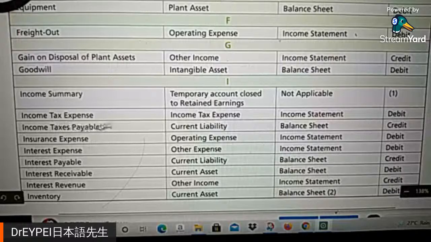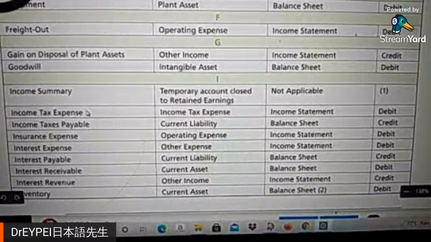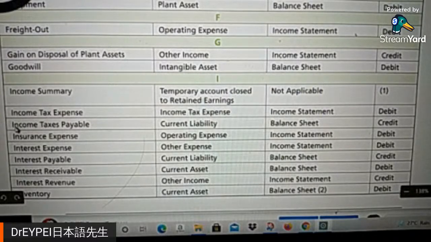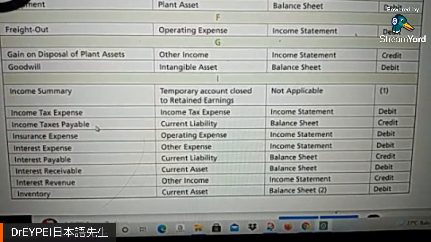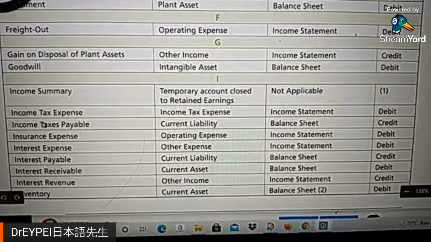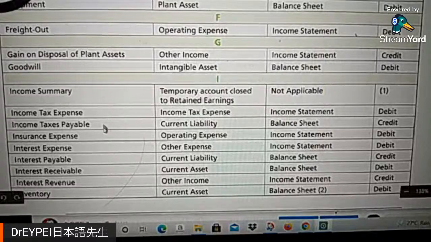So, income taxes payable. This account is different from income tax expense in the sense that in income tax expense, the tax has already been paid. In income taxes payable, the tax has not yet been paid. So, for example, next month we will pay the income tax. So the name is income tax payable. If we already paid the income tax, then it is an income tax expense. So that is the difference between income tax expense and income tax payable.